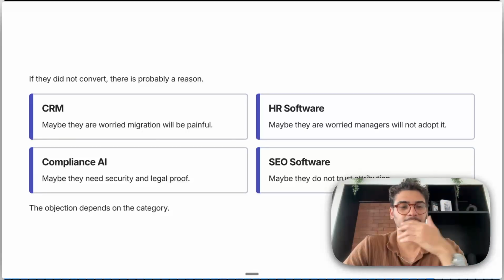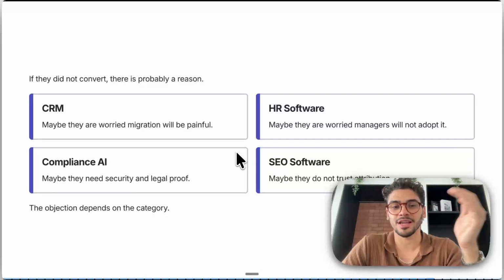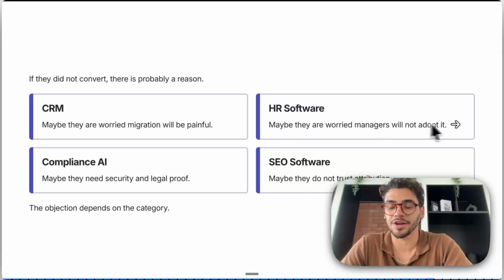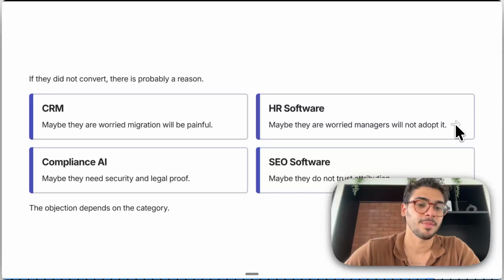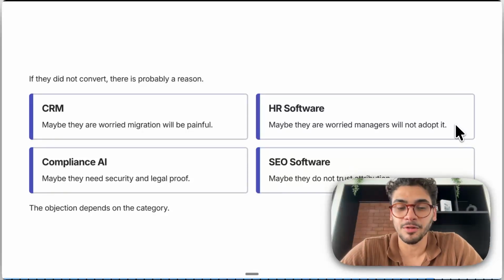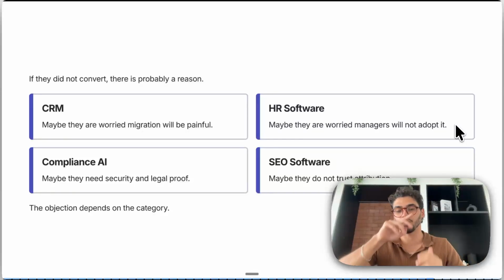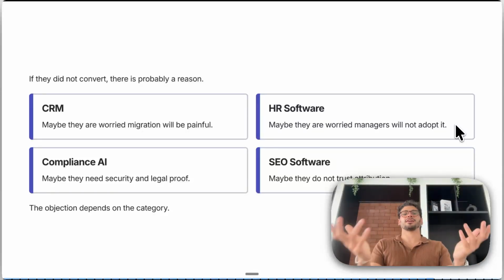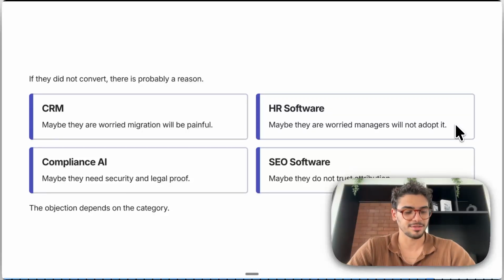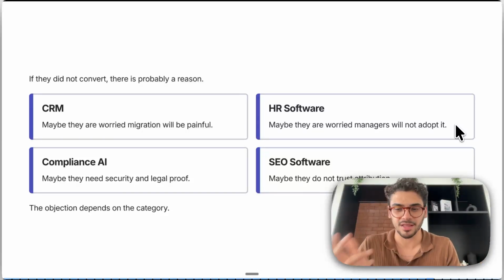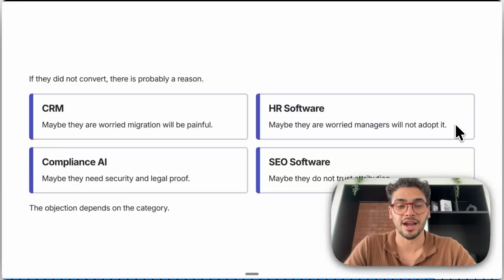For CRMs, maybe they are worried migration will be painful. For HR software, maybe they are worried managers will not adopt it. Compliance AI, maybe they need security and legal proof. SEO software, maybe they do not trust attribution, right? So how do you know their objections, right? The best way to do it is through calls, right? You ask them in the calls, you're going to see and you're going to learn data from that, right?